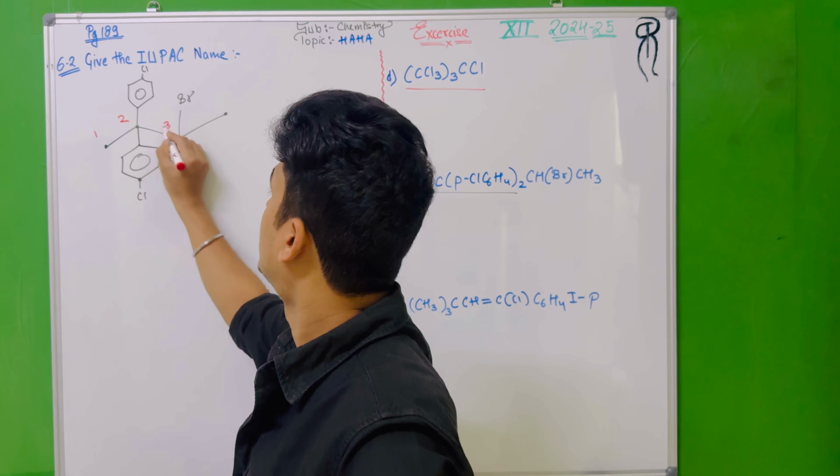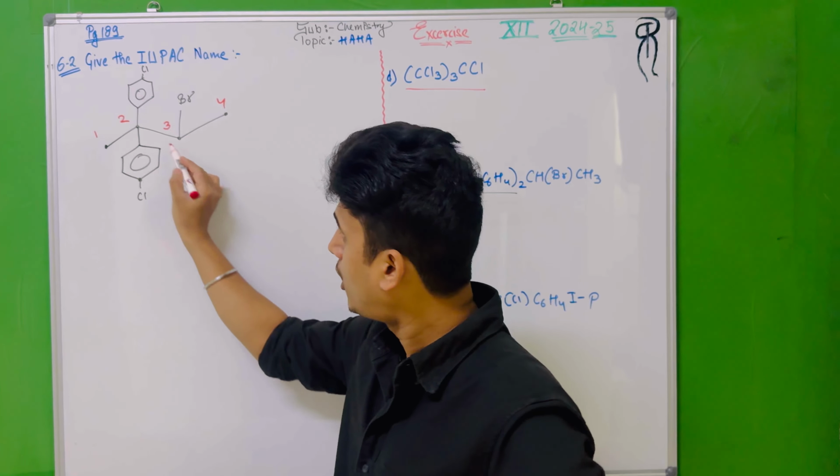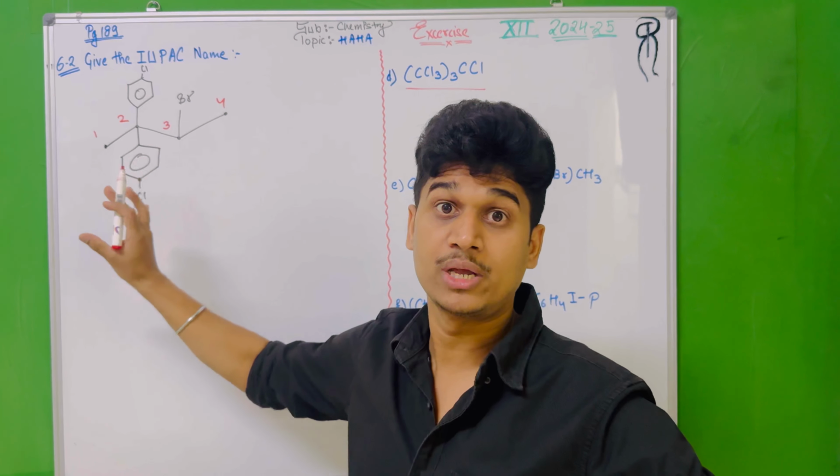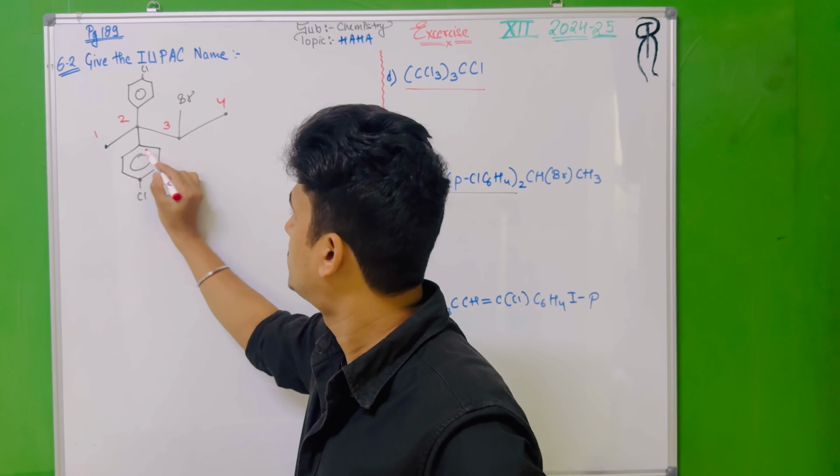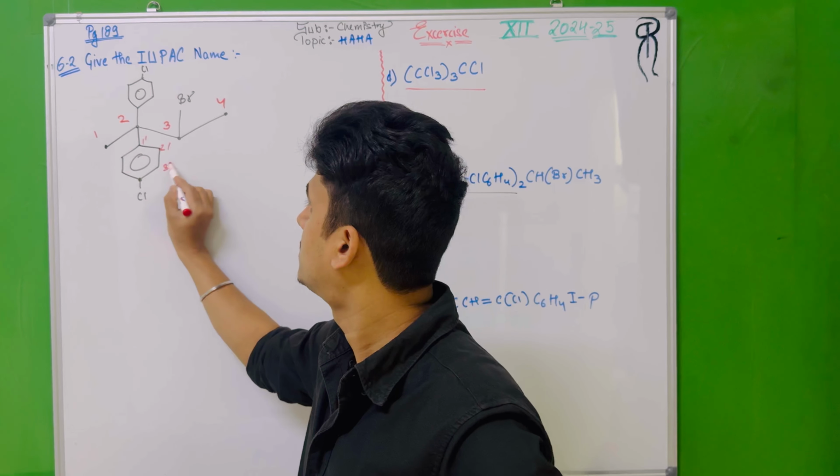1, 2, 3, 4. Now the question is, how will we name this? So consider this big group as a separate question and just state it like this. So if I tell you just name this, how will you name? 1 dash, 2 dash, 3 dash, 4 dash.